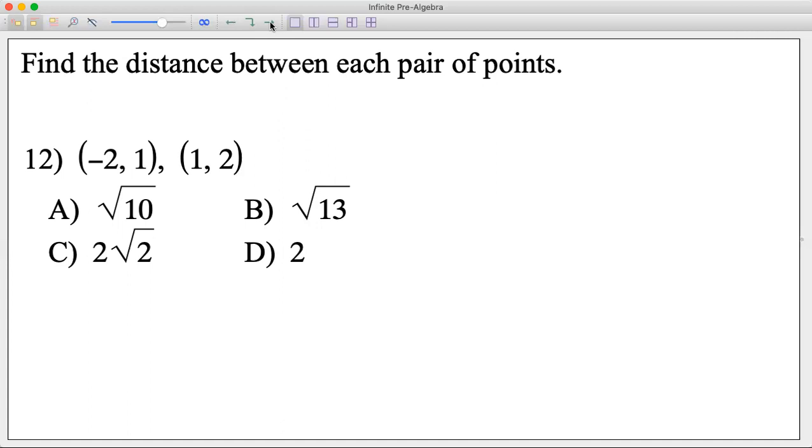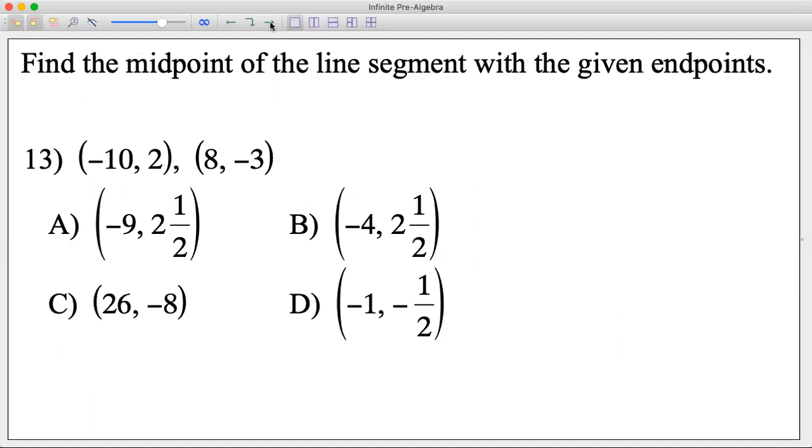I did that one first because that's the more challenging one. The easier one looks like the previous one, your midpoint.